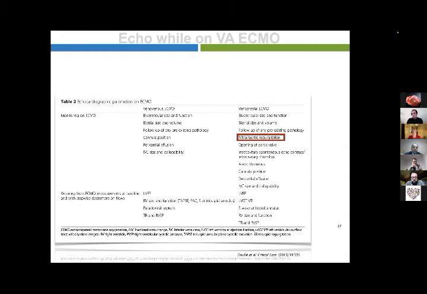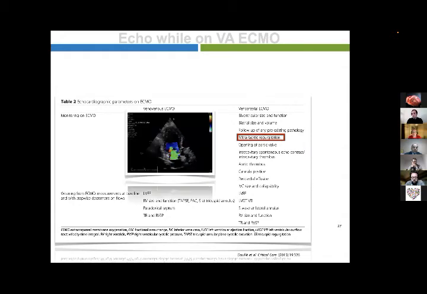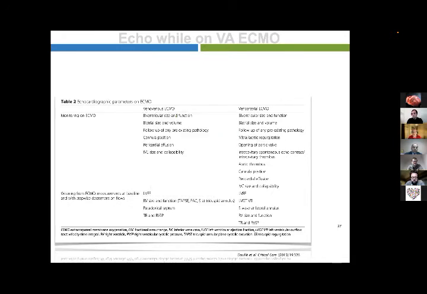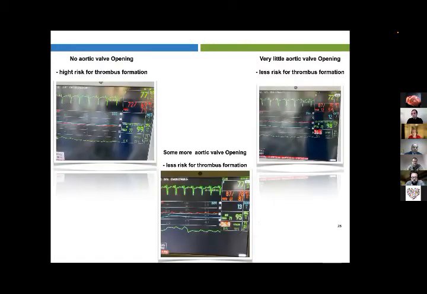One of the most important things is we have to look at mitral and aortic regurgitation, if there are some, so we can identify them and look at what we can do there. Another very, very important issue is the opening of the aortic valve. Here I have a recent case from a patient with cardiogenic shock, and you see at the beginning of the therapy, the patient has no valve opening, which is high risk for thrombus formation.